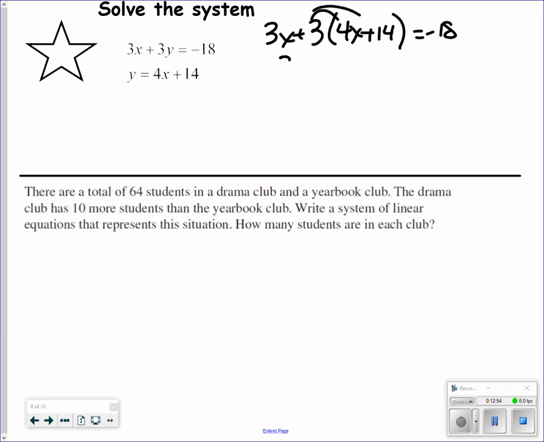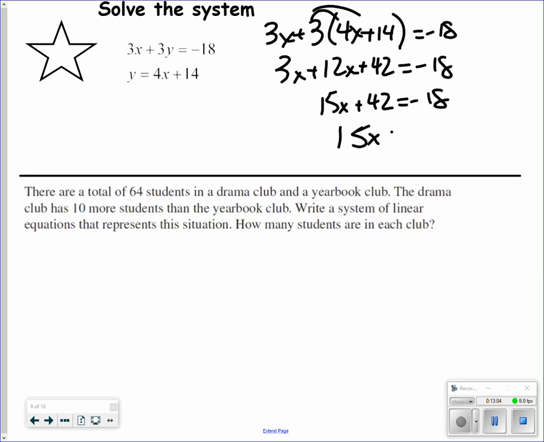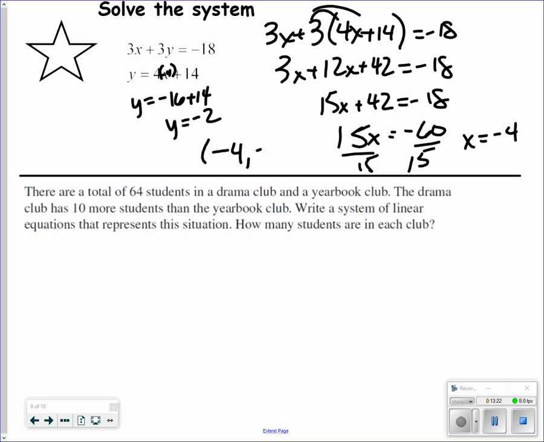Now, solve this just like you would in chapter 1. You would distribute. You would add the like terms together. You would then subtract 42 and divide each side by 15. So I'd get negative 4. Now go all the way back to the beginning, and instead of the x, you're going to put a negative 4. So negative 16 plus 14 is negative 2. So writing my answer as an ordered pair, negative 4 for x and negative 2 for y.